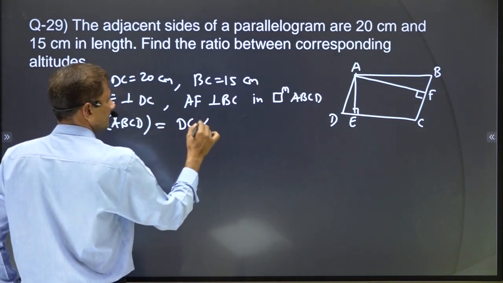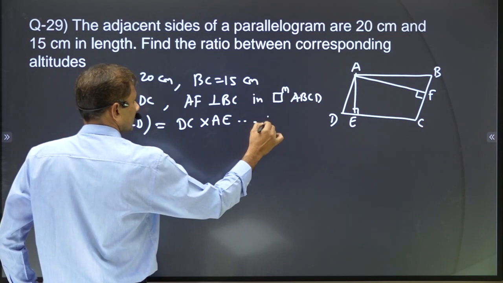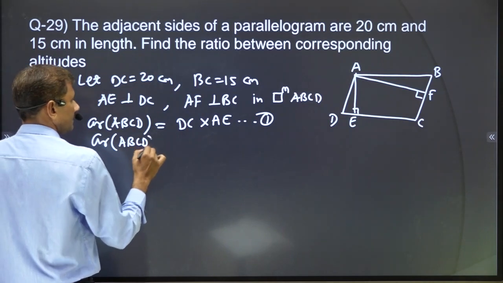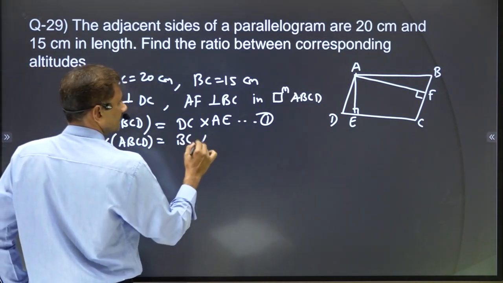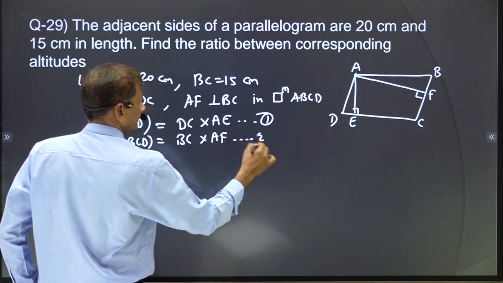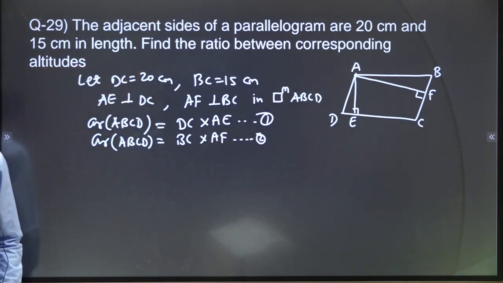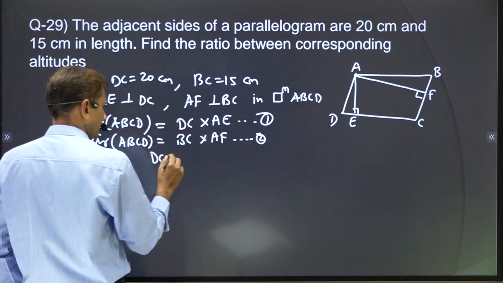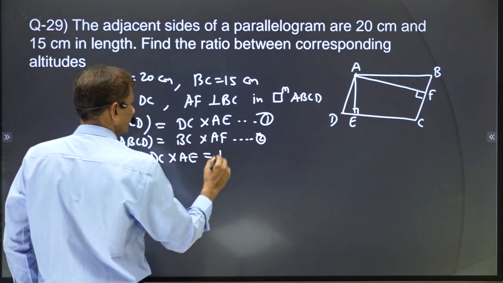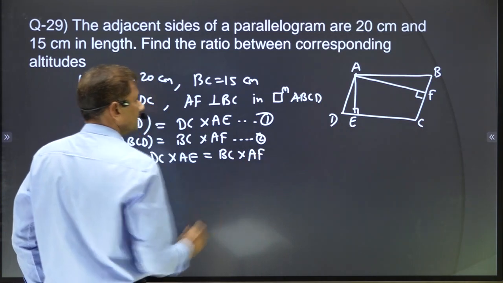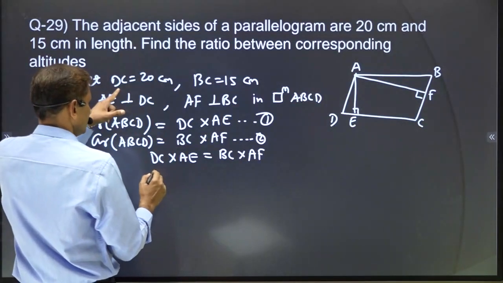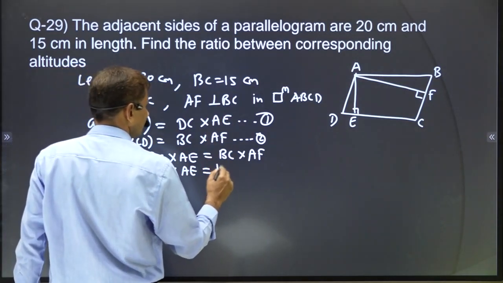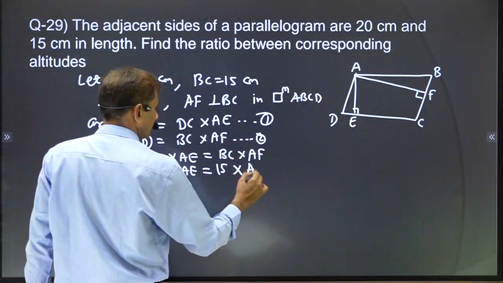So two formulas we are having. First of all, base DC, altitude AE, number 1. Second one, BC AF. Now compare both ones because they are the area of the same parallelogram. So DC into AE equal to BC into AF. Now place values. So we here considered DC 20, AE is not given. BC considered to be 15, AF not given.